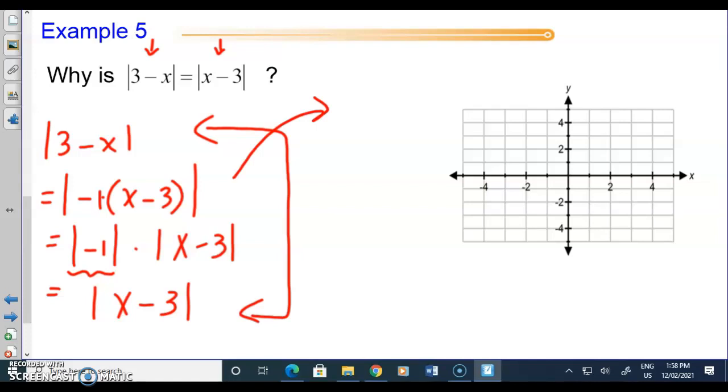Another reason to understand is that this definition of breaking it up and taking out a factor of -1 really means that you start with a V shape at the origin. The -1 means you reflect it over the y-axis. But if you reflect it over the y-axis, you're going to get the same graph. And then you shift it 3 units right. And that's the graph of the absolute value of x minus 3.